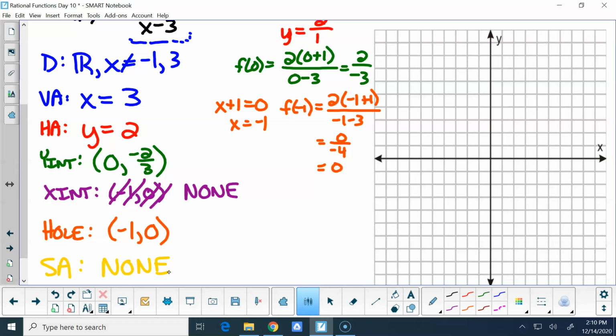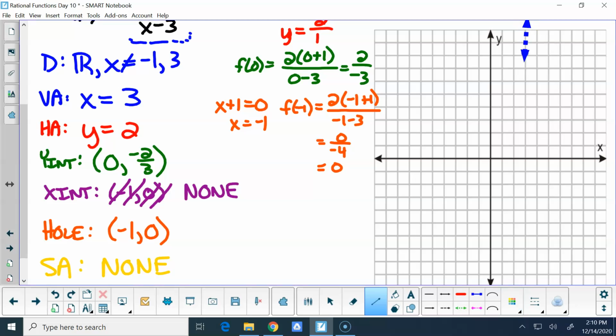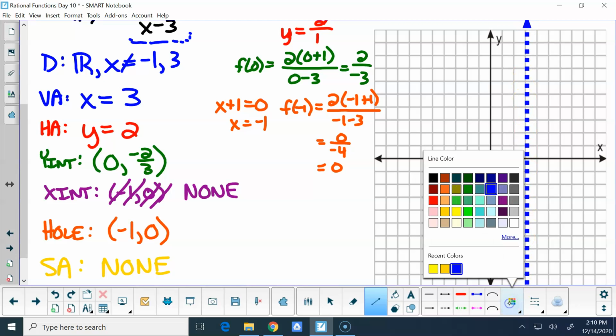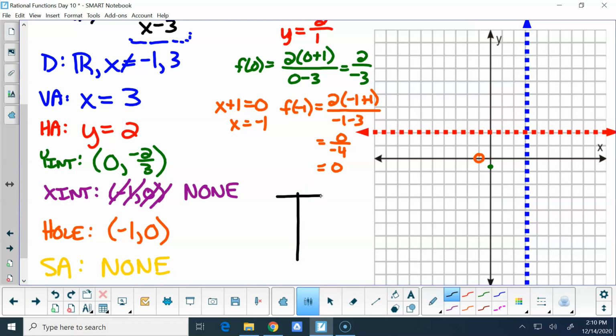Okay? To the graph we go. So we have here x equals 3 as my vertical asymptote. We have y equals 2 as my horizontal asymptote. We have 0, comma, negative 2/3 as my y-intercept. I don't have an x-intercept, but I have a hole right there. No slant asymptote, so we can go right to finding extra points that are in there.